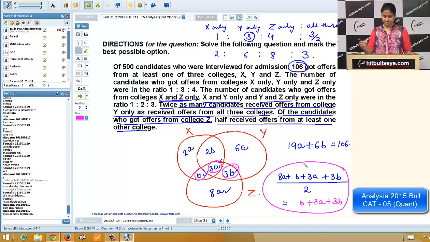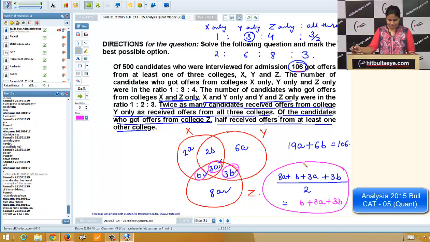That was a tricky thing in the whole set. Otherwise the question is very, very easy. Yes guys, now you have two equations with you. You can solve these two equations. You will get the value of A and B and you can answer all the questions. Is it okay?